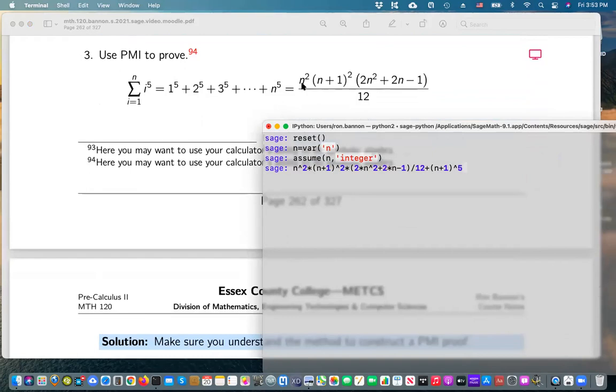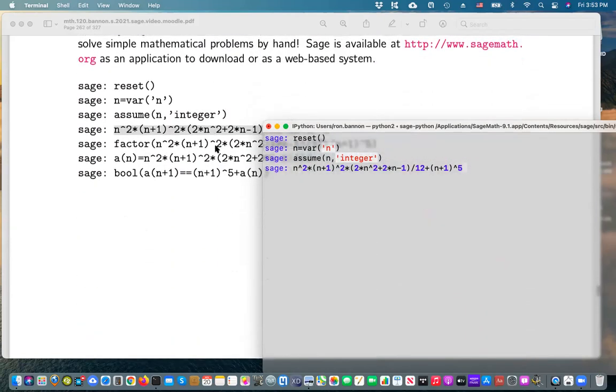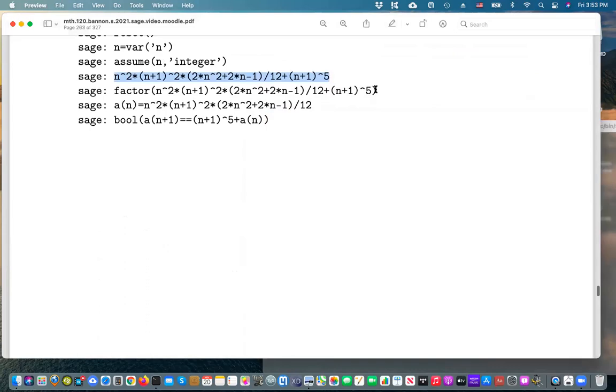So n squared, n plus 1 squared, 2n squared plus 2n minus 1 over 12. And then what I did is I added n plus 1 to the 5th power to it. Now, I hope you realize what I'm doing over here. I'm taking this thing here and adding to both sides of that equation n plus 1 to the 5th power. Let's go back over here. And I'm going to put this down now.